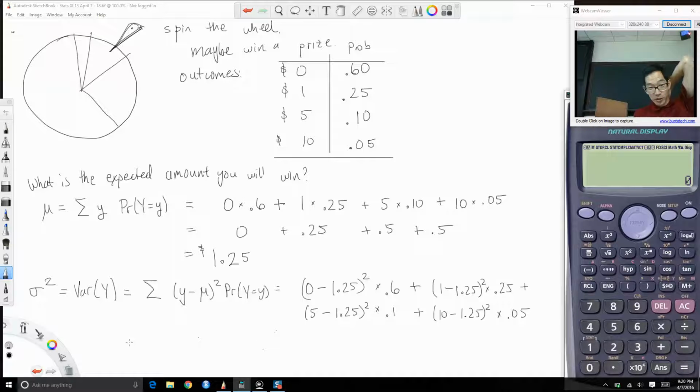Okay, so let's punch these into our calculator, and I can just punch it exactly as I see it. 0 minus 1.25. I mean, some of this math you can do in your head. So 0 minus 1.25 squared times 0.6 plus parentheses 1 minus 1.25 squared times 0.25 plus 5 minus 1.25 squared times 0.1 plus 10 minus 1.25 quantity squared times 0.05. Okay, so I do that and I get 6.1875.